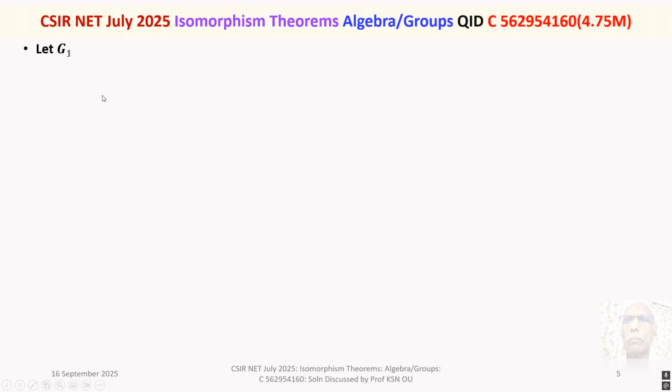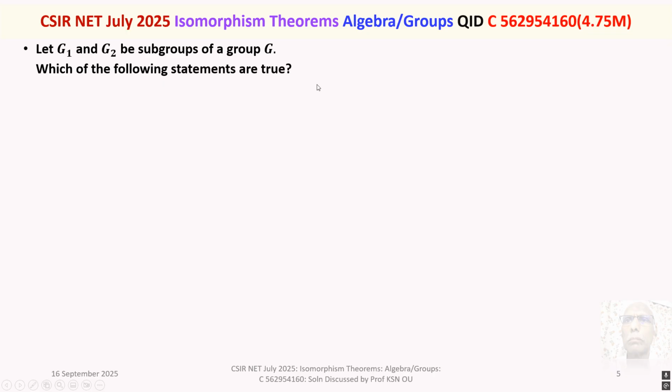Right, the given question is, let G1 and G2 be subgroups of a given group G. Which of the following statements are true? We are given four options. Option 1, if G1 is normal in G, then G2G1 by G1, the quotient group, is isomorphic to the quotient group G2 by G2 intersection G1.